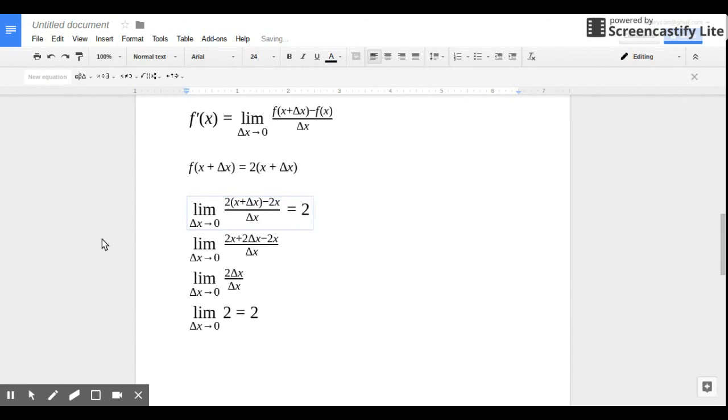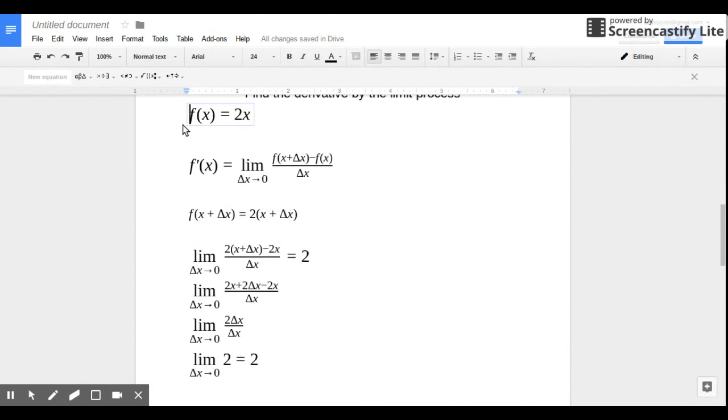So what does this mean? This means that f prime of x, and I'll go up to the top. We were trying to find f prime of x, right? That's what the goal was. f prime of x is equal to 2.